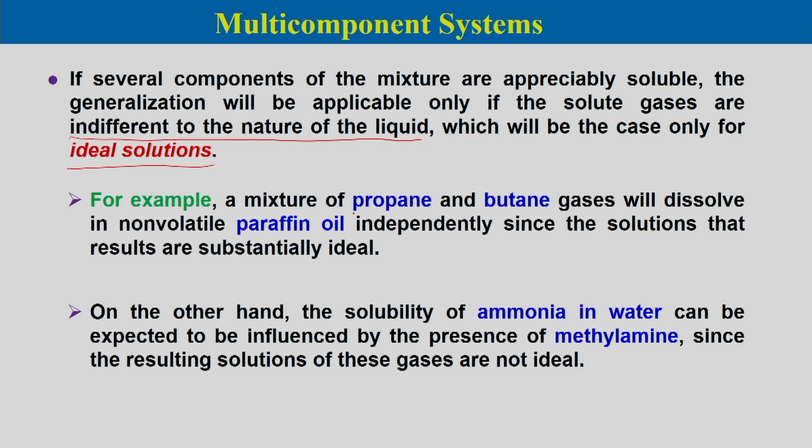So, if we take the homologous series of hydrocarbons, propane and butane gas, they can be dissolved in paraffin oil independently, since the resulting solutions are substantially ideal. So, if it is an ideal solution, then one component will not influence the other for their solubility. On the other hand, the solubility of ammonia in water can be expected to be influenced by the presence of methylamine, since the resulting solution of these gases is not ideal.